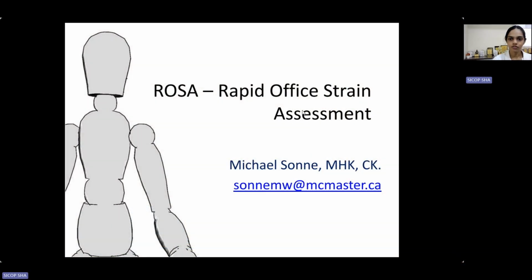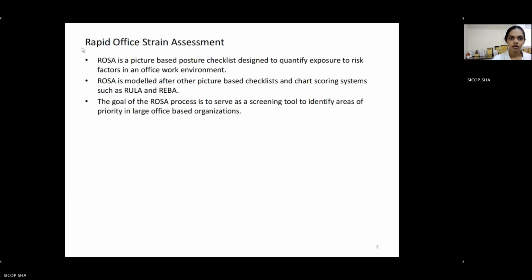Today we will be seeing the topic ROSA, that is Rapid Office Strain Assessment. ROSA is a picture-based posture checklist designed to quantify exposure to risk factors in an office work environment. ROSA is modeled after other picture-based checklists and chart scoring systems such as REBA and RULA.